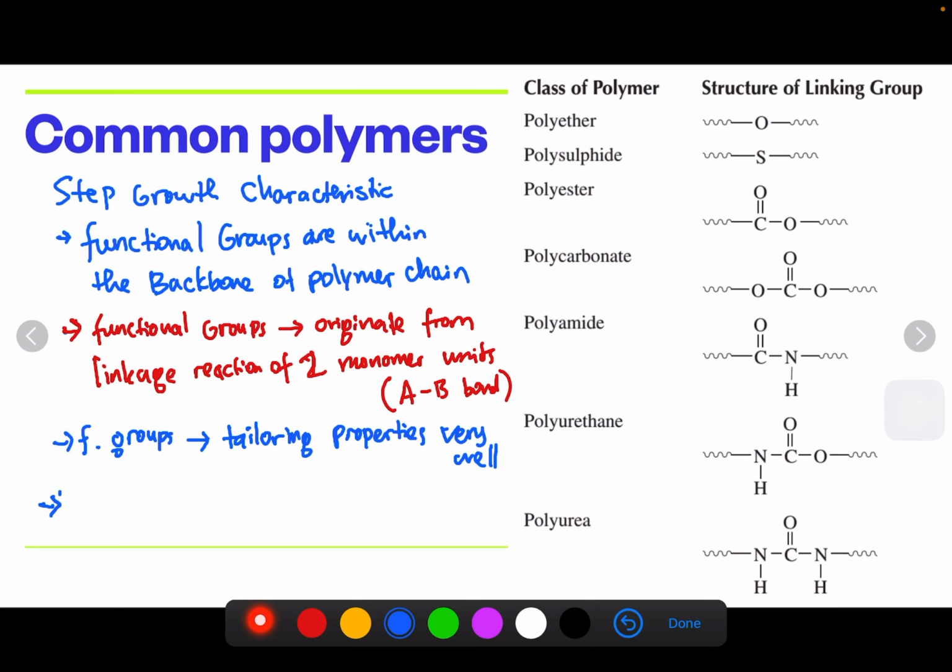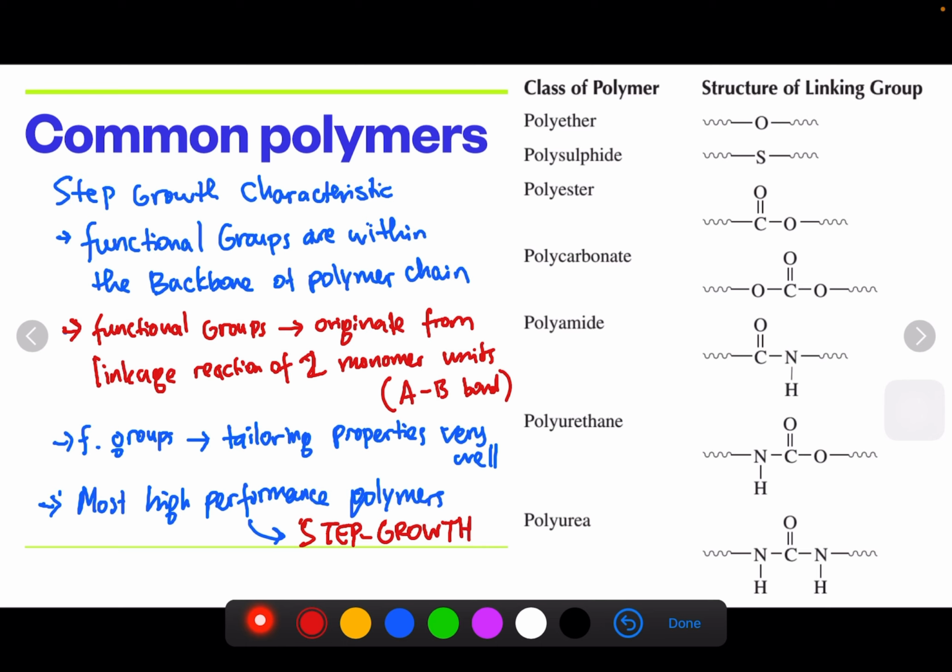And then most high performance polymers are synthesized by step growth. As you can see, from the top one, we have polyether, polysulfide, polyester, polycarbonate. All of these we can see mostly everywhere in our everyday life. And they are mostly based on step growth polymerization.